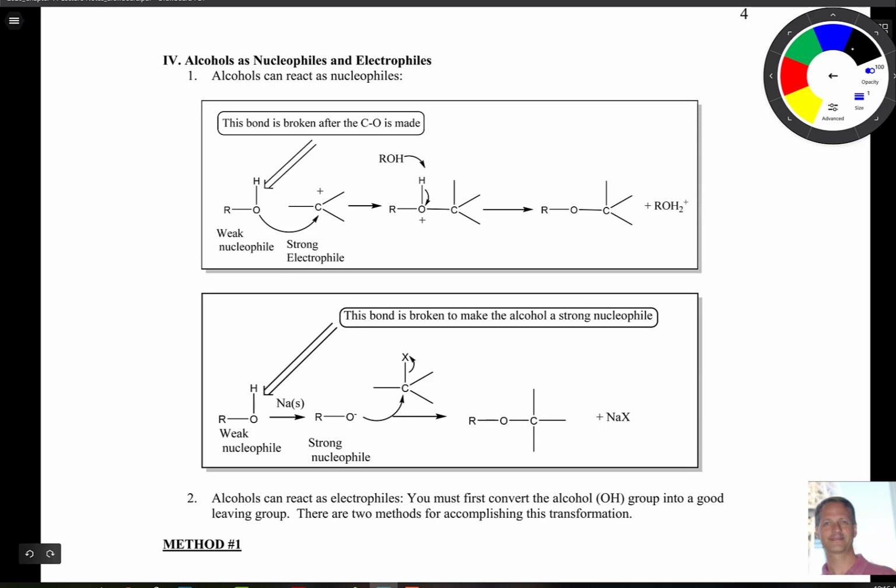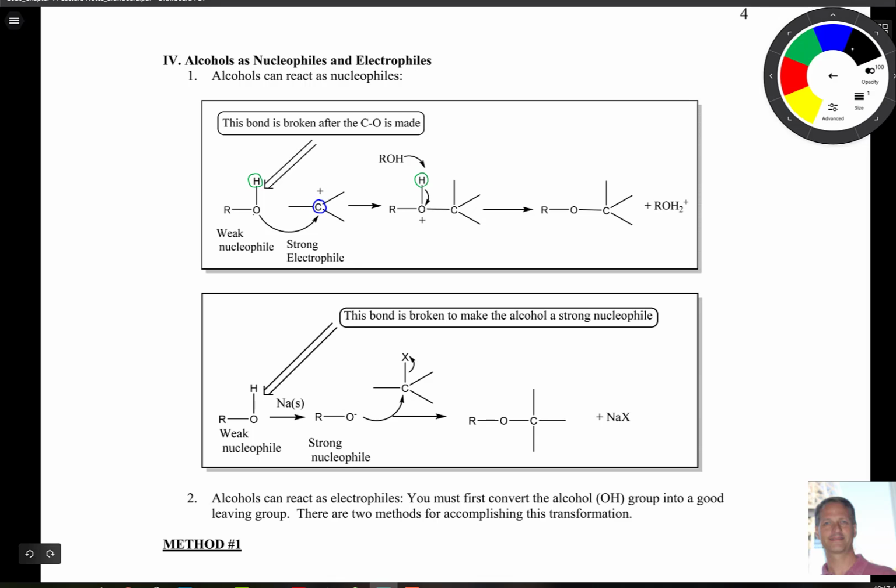The first is that we take something like this, an alcohol, which by itself is a weak nucleophile. That weak nucleophile can react with a strong electrophile. We'd see an electron flow where we make a bond with that carbon atom. This gives us a charged intermediate, because this H is still hanging out right there, so we've got a plus charge.